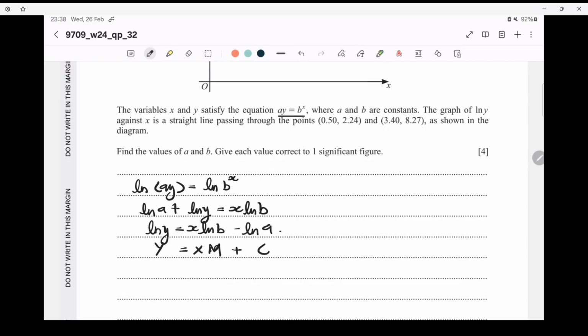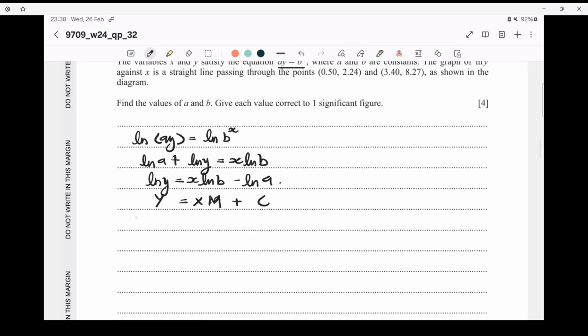So after that, just substitute the points to find the value of a and b. At this particular point, (0.5, 2.24), you would have 2.24 equals ln b multiplied with 0.5 minus ln a. So let's set it to be the first equation.